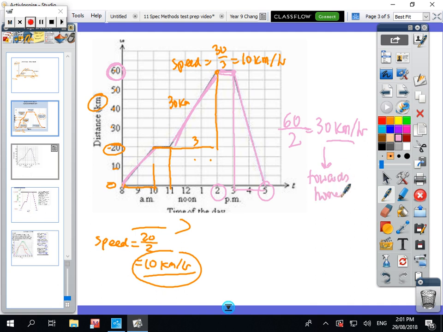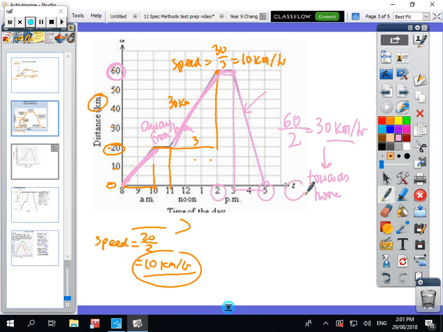Okay, so all these journeys on this side were away from home, and then this journey is towards home. There is no hill. This person is not climbing a mountain and then falling down the mountain. It's just journeying away from home and then back towards home.